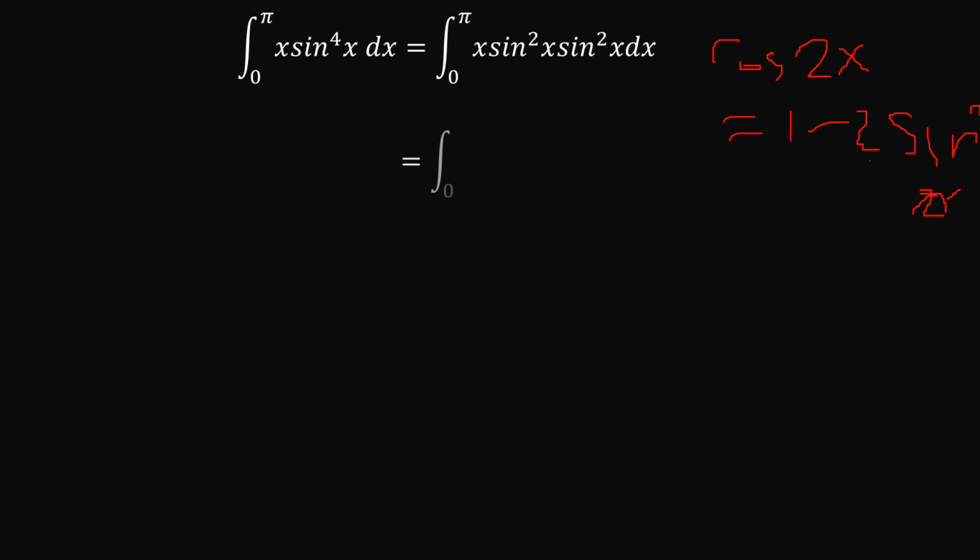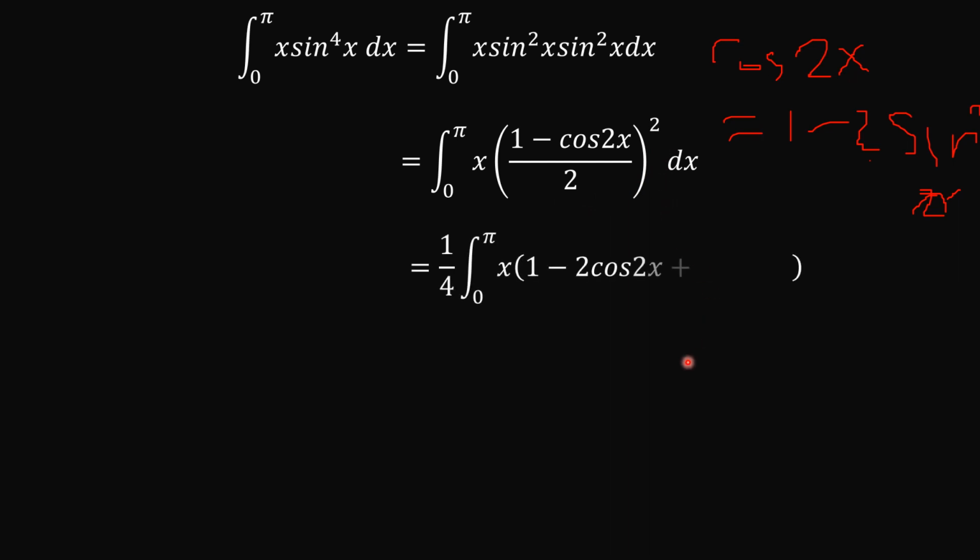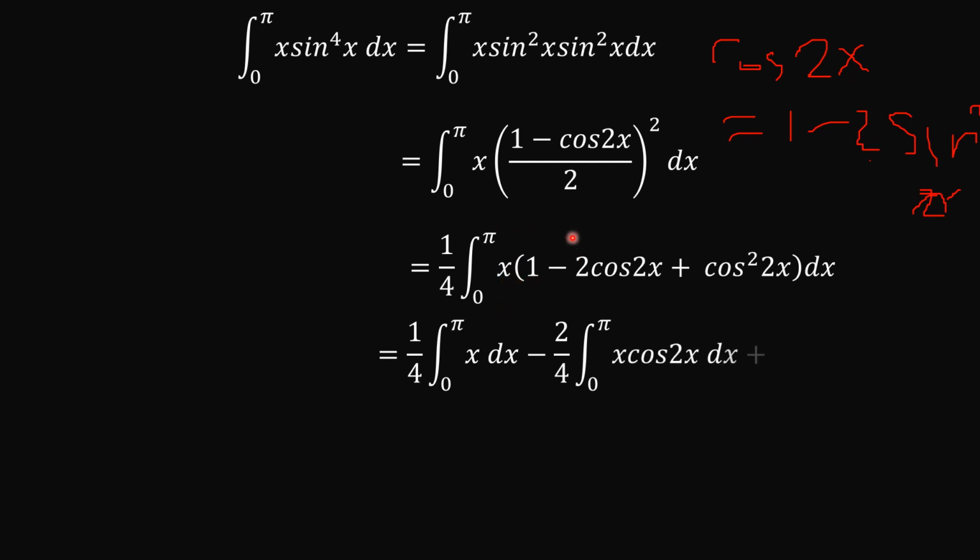So when we replace that in this equation here, we have x times 1 minus cosine 2x over 2 squared. And then you pull the 1 over 2 squared out and you have a quarter. And then inside the integral sign, now we have x times 1 minus 2 cosine 2x plus cosine squared 2x. So we have a quarter because now we can separate these terms and try to integrate them separately.